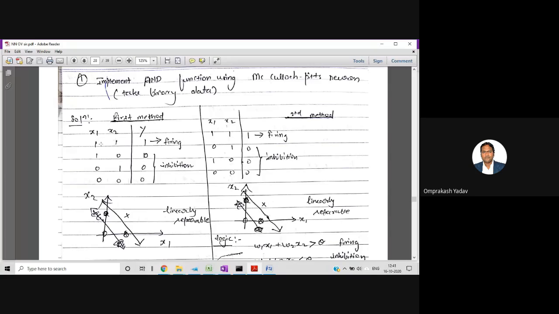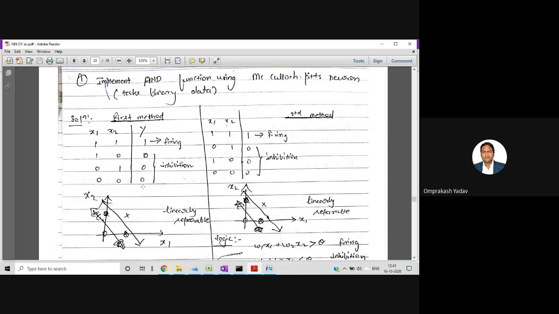If you see the table for AND, for the 1 1 condition we will get output as 1, and this we will mark as a firing condition. If the output is 1, we will say this is an excitatory signal and it's a firing condition. But for the rest of the signals, for 1 0, 0 1 and 0 0, we are getting 0 output. So this we will call what? Inhibitory signals, where inhibition occurs. If these are the outputs, the neuron will not fire. But if the output is 1, then the neuron will fire.